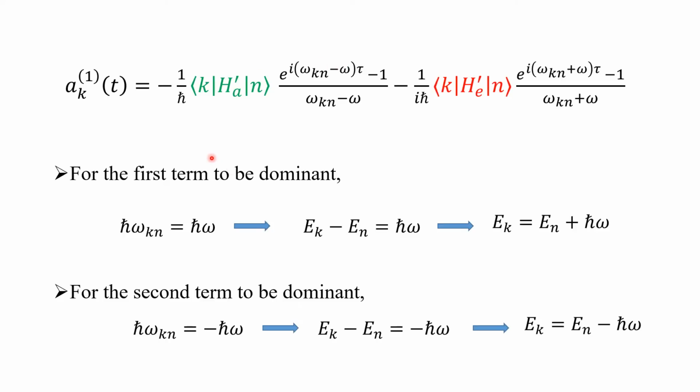Similarly, for the second one, H cross omega kn is equal to minus H cross omega, because here H cross is after all a constant.